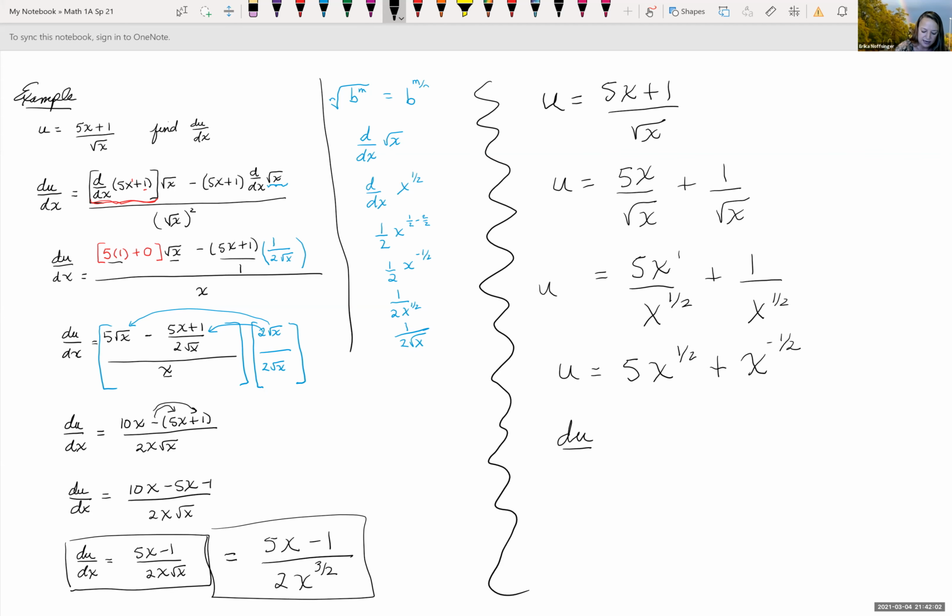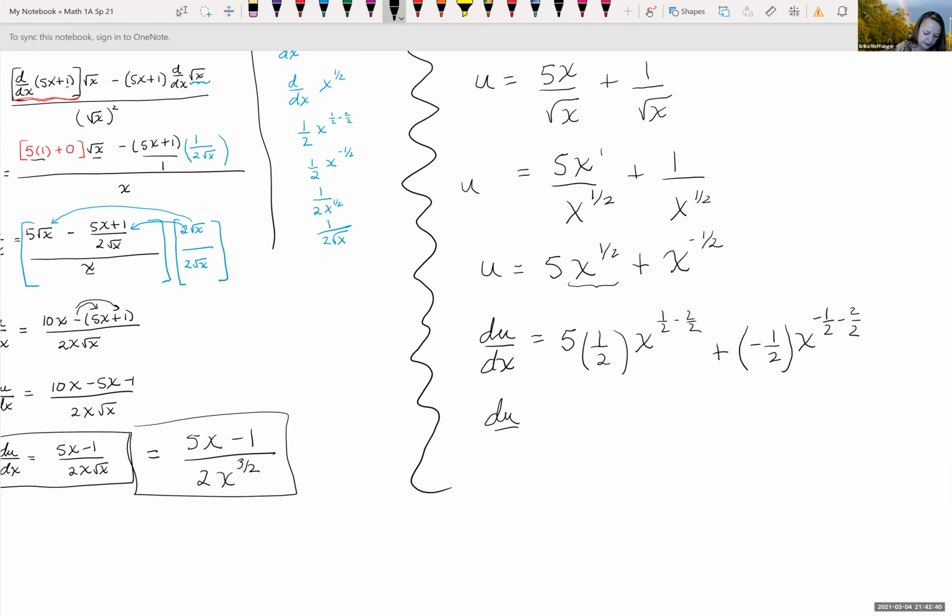So I have du dx, now taking the derivative, this is equal to, keep the coefficient in front, and now take the derivative of this x to the 1/2. So bring down our power in front, 1/2 x, and now subtract 1 from our exponent. So 1/2 minus 1, so minus 2 over 2, plus the derivative of the second term. So bring our power down front, negative 1/2 x, subtract 1 from our exponent. So negative 1/2 minus 2 over 2.